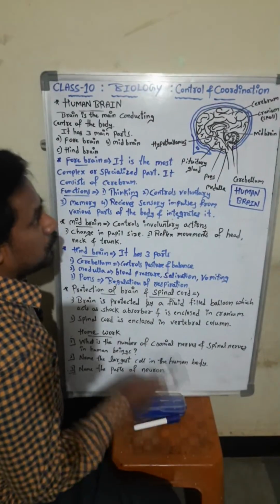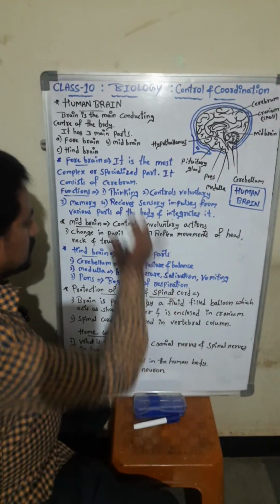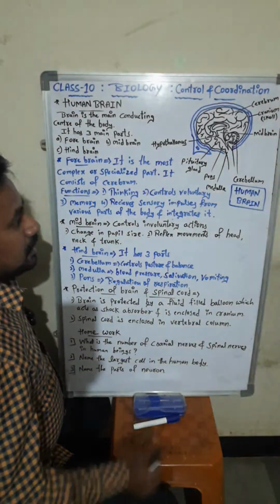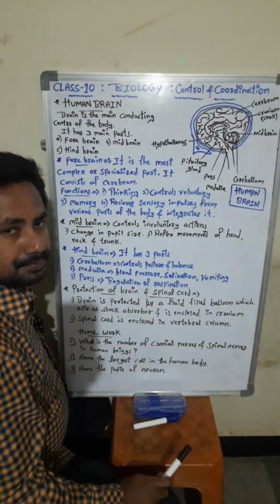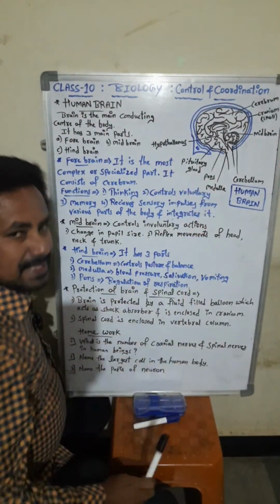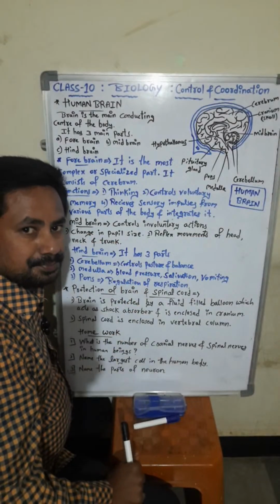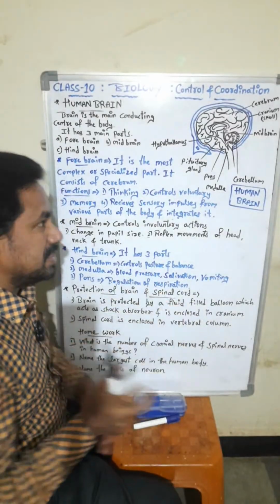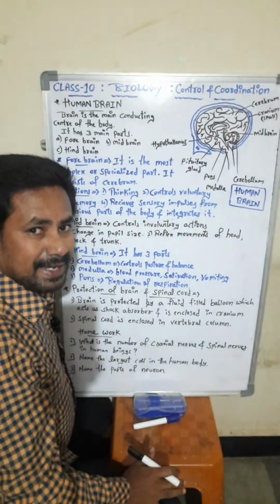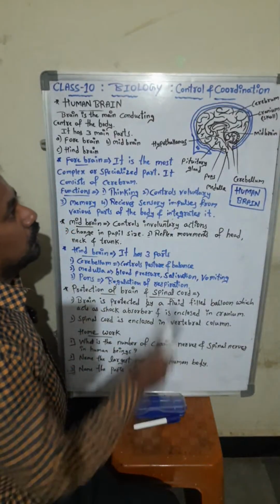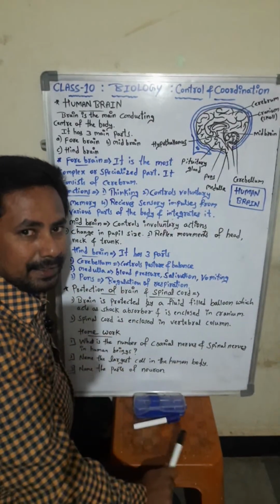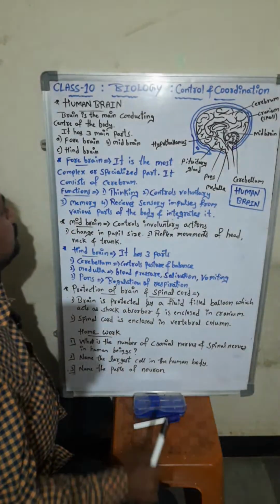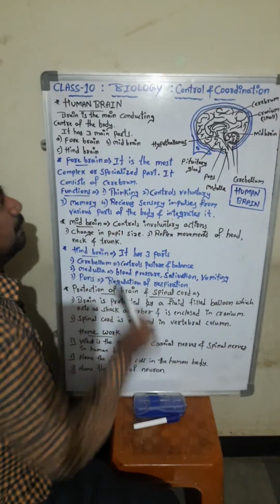So first let us study the parts of the human brain, and afterwards we will discuss their functions and many other things. Human brain is divided into three parts. Actually, the human brain is of two parts, right hemisphere and left hemisphere. But it is divided into three parts: forebrain, midbrain, and hindbrain. Remember, students. How many parts is the human brain divided into? Three parts: forebrain, midbrain, hindbrain.